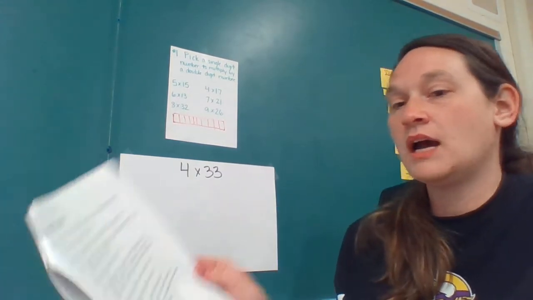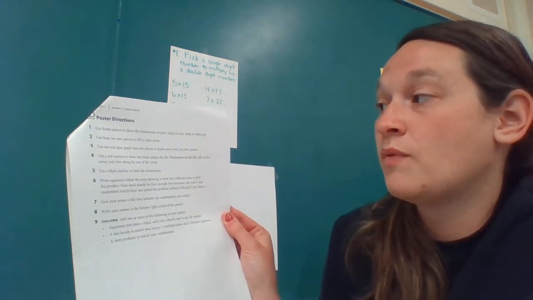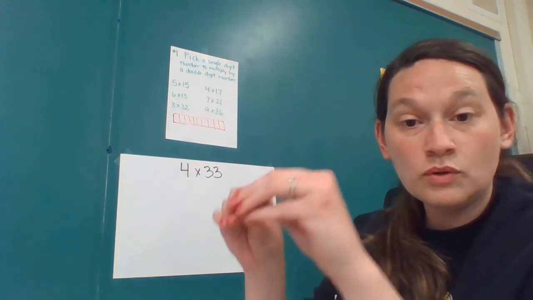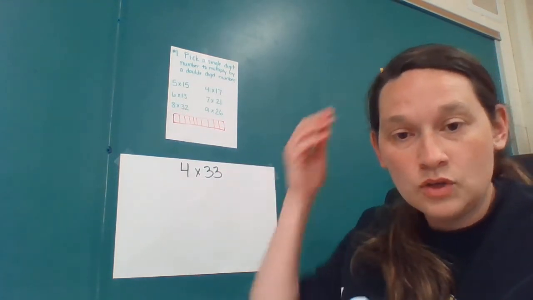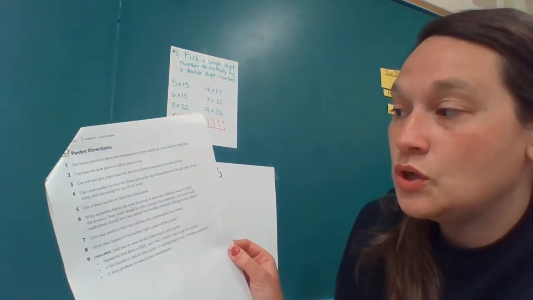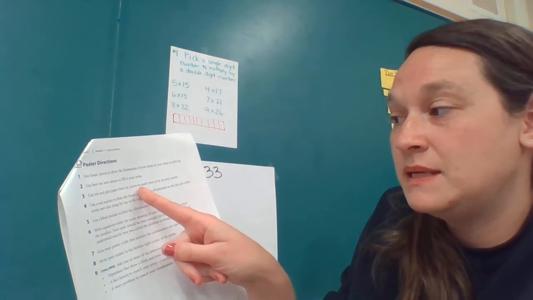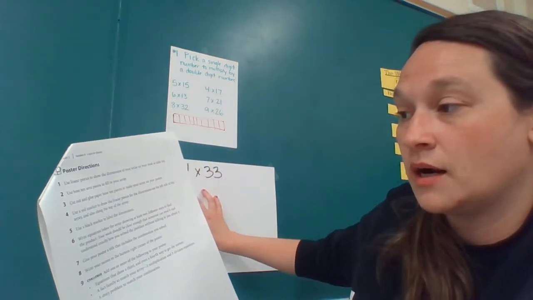Okay, so we have it all cut. Now I'm going to go to my directions here. That's what I'm going to be using to help me step through this. So number 1, use linear pieces to show the dimensions of your array on your desktop or on your table. So I did it in groups. You can lay out your array exactly how you want to right on your table. Okay. Number 2, use base 10 areas to fill in your array. Okay. Number 3, cut out and glue paper base 10 pieces to your array poster.